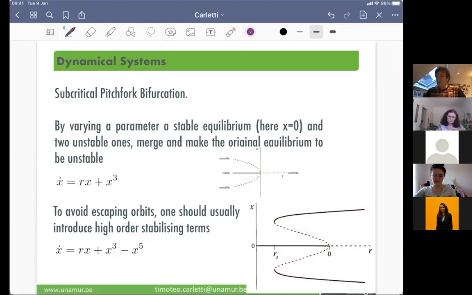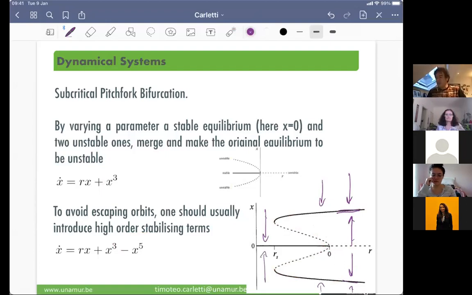So this means now that if you start for r positive, you are pushed away from x equal to 0, but you are caught by this solution here and here. If you start very high, you are again attracted toward the solution. So you no longer have this kind of blow up solution. And the same is true if you start with r small, because now you are attracted to this stable branch.